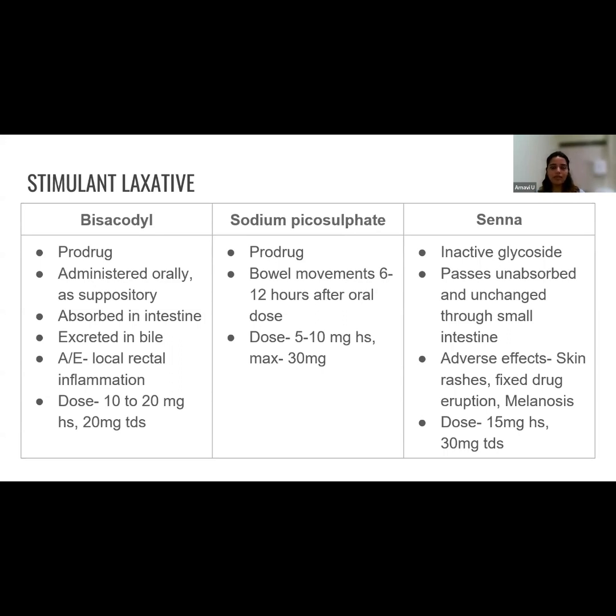Then sodium picosulfate, it is a prodrug. Bowel movements occur 6 to 12 hours after the oral dose. The dosing can be 5 to 10 milligram at night, maximum up to 30 milligram. Then senna, it is an inactive glycoside. It passes unabsorbed and unchanged to the small intestine. Adverse effects can be skin rashes, fixed drug eruption, melanosis. The dose can be 15 milligram at night to 30 milligram 3 times a day.